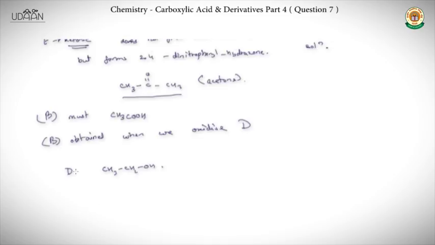Now, we know that B and D are obtained by acid hydrolysis of C. We did acid hydrolysis of C to get B and D. Therefore, the compound C must be CH3 C double bond O C2H5, that is ethyl acetate.